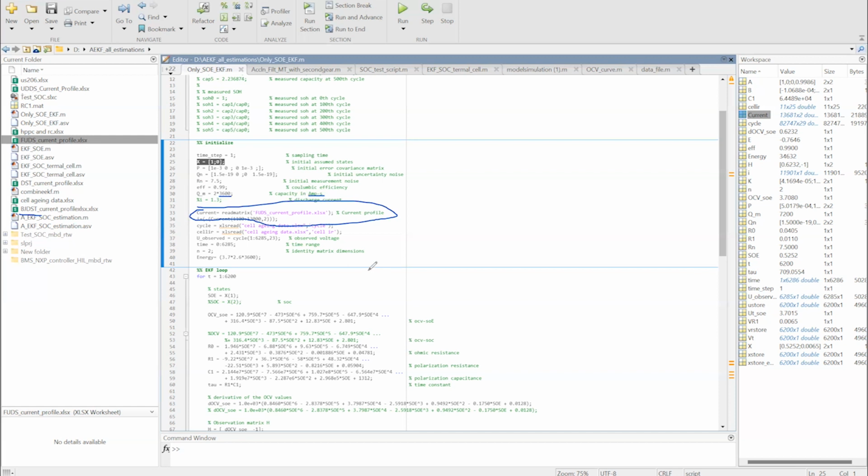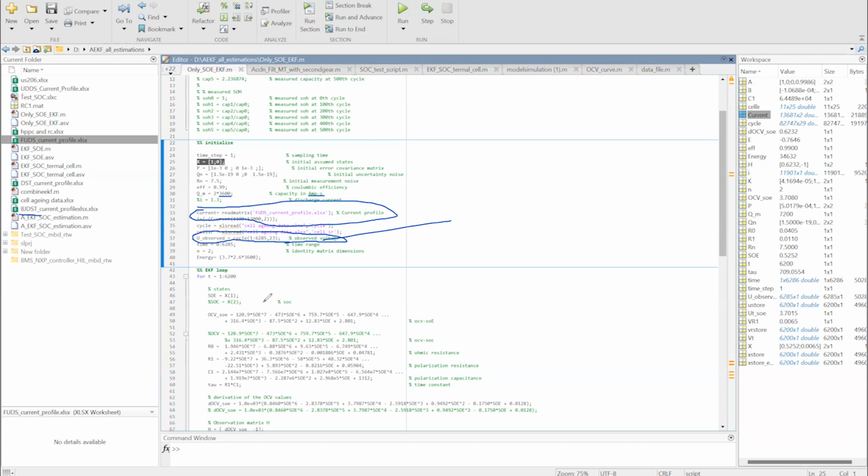And then I have the data of the observed voltage, which you can call the machine data, and the time. Then the UKF loop.